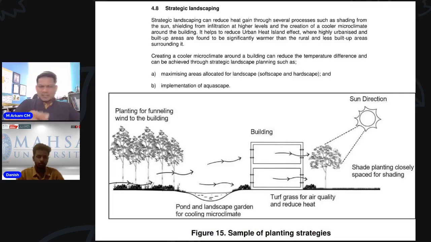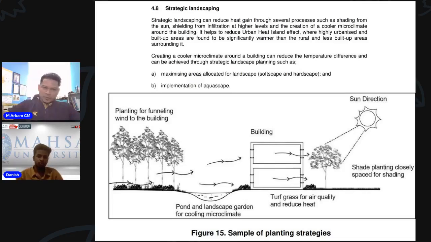Okay, again, I think the same concept as the previous pictures is showing the same thing. We have the planting or vegetation coming from the pond or landscape garden, and then going inside the building to get a very cool breeze, and then coming out as hotter air.